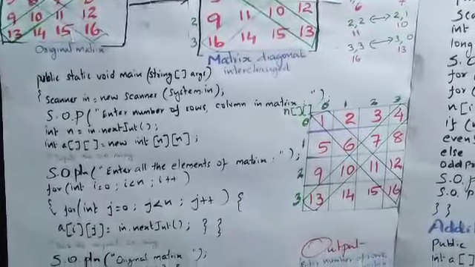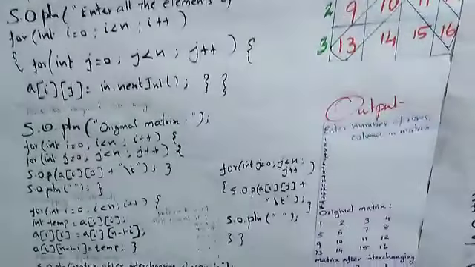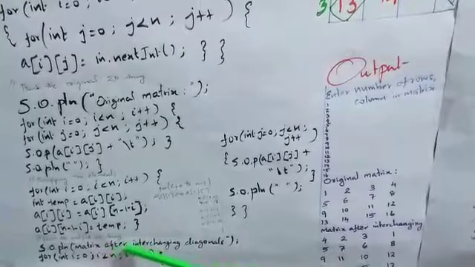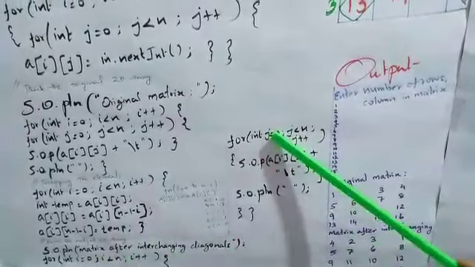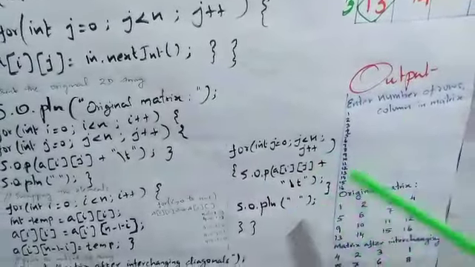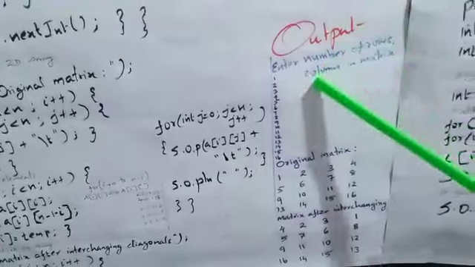After swapping all the elements you have to print. After swapping all the elements, now you have to print the interchanged diagonal elements using the i and j loop. Then you have to print a of i, j. Then after that print. Now after entering, the output will be here. You have to enter how many?